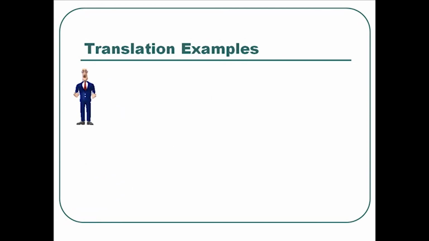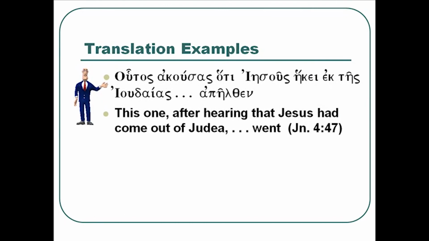A couple examples of translations of this aorist participle. Hutos akusas hoti Jesus heke ek tes Judaias apelthen. This one: Hutos after hearing, the adverbial use, akusas being an adverbial aorist participle, after hearing that Jesus had come out of Judea, went. Apelthen.